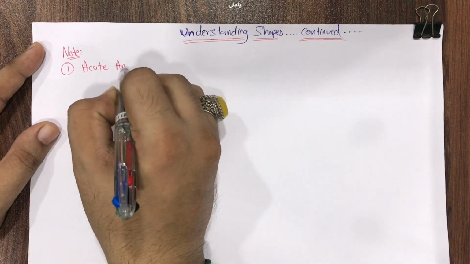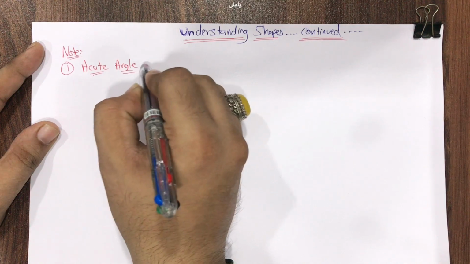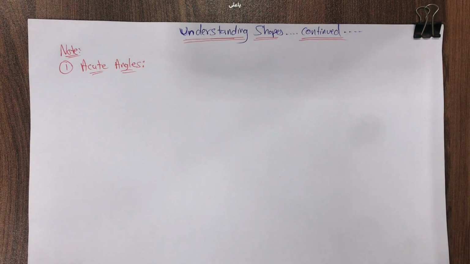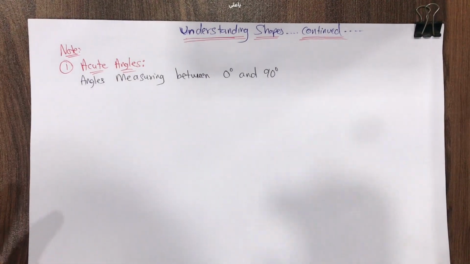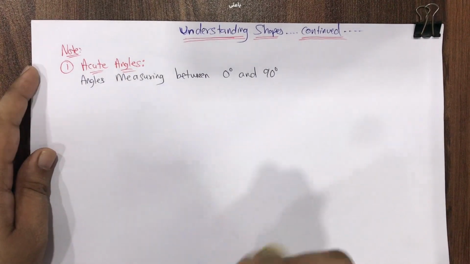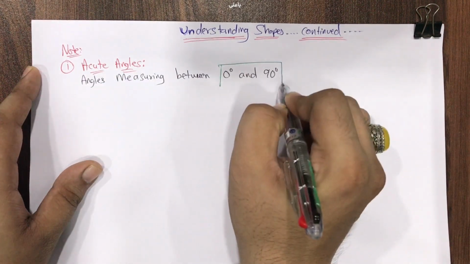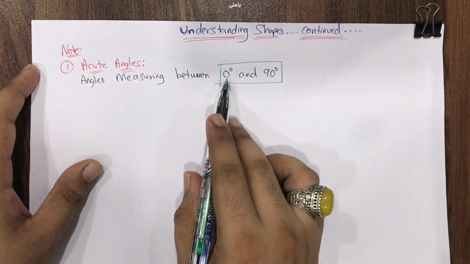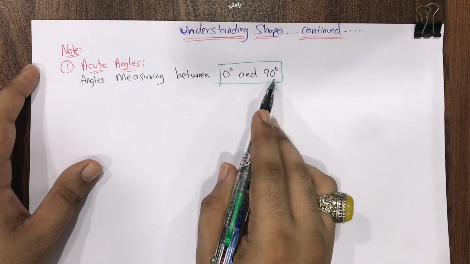Acute angle. What are acute angles? Just see on the screen please. Angles measuring between 0 degree and 90 degree. I am highlighting this range between 0 degree and 90 degree. It cannot be equal to 0 degree, and it cannot be equal to 90 degree.